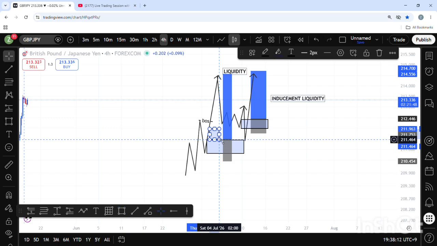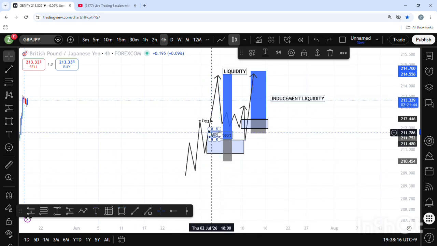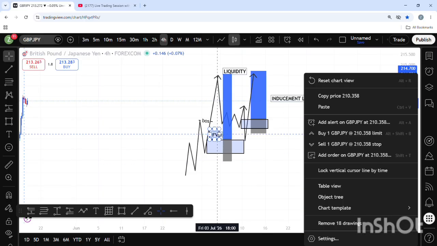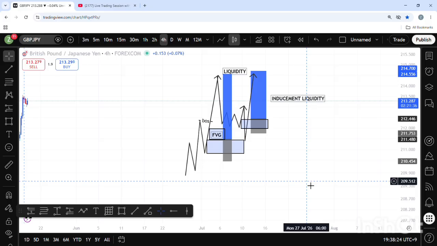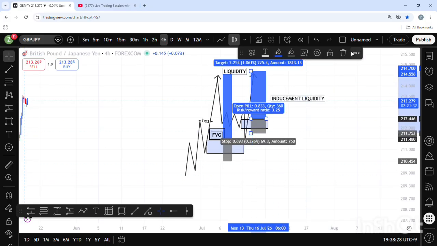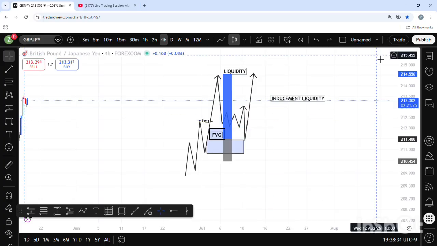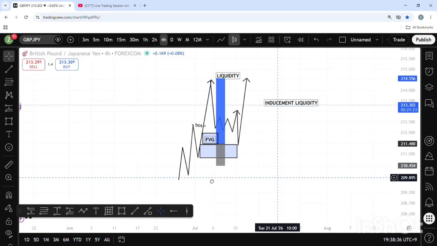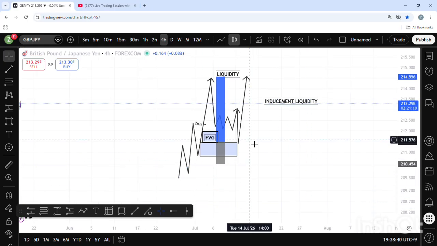Inducement liquidity really tunes those people who are bad at patience. If you are impatient in forex market, the market will teach you how to be patient. You don't need to ask people how can I be patient enough. I've seen people ask such questions and I'm like, okay, you want people to teach you how you can become patient. No one will ever teach you how to become patient in forex market. You got to teach yourself.